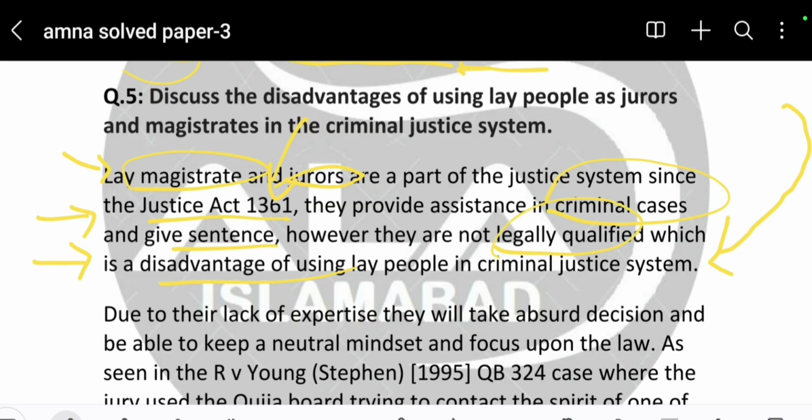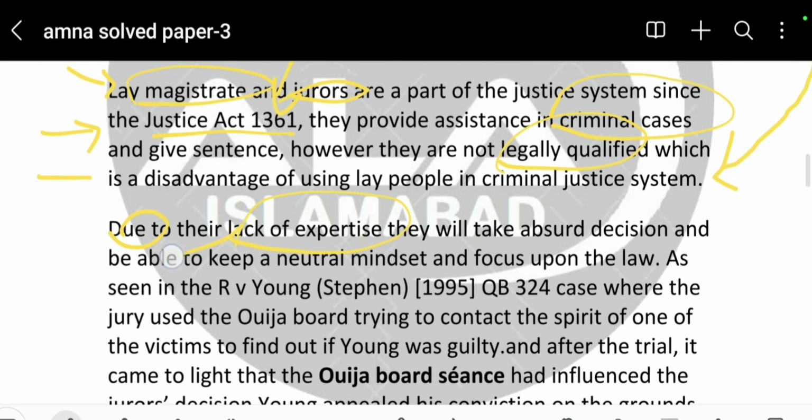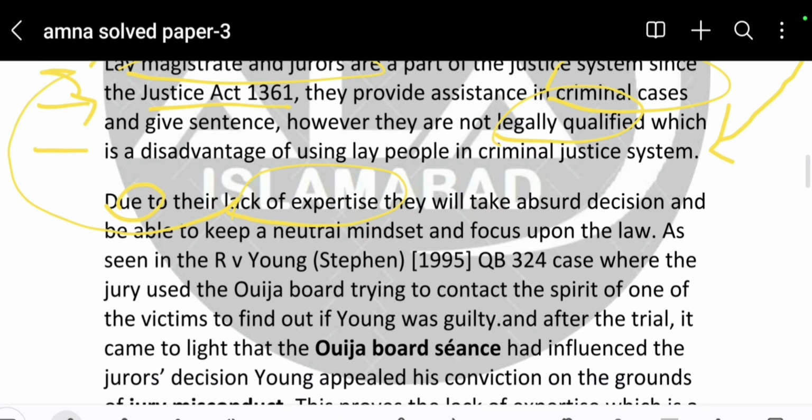After doing all that, you have to write a second paragraph that should start from a different line, like I have written. Due to their lack of expertise, they will lack reasoned decisions and will not be able to keep a neutral mindset. In the second line, I have written that due to their lack of expertise. Whose lack of expertise? The lack of expertise of the lay magistrates and jurors, right? Instead, they will become more biased.